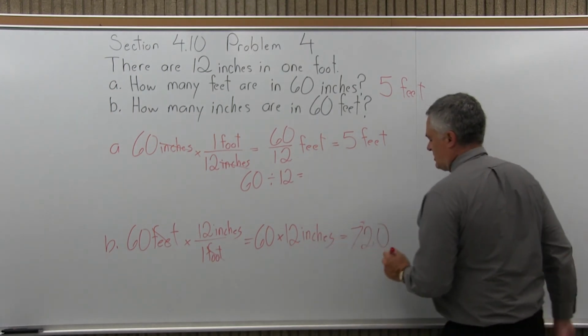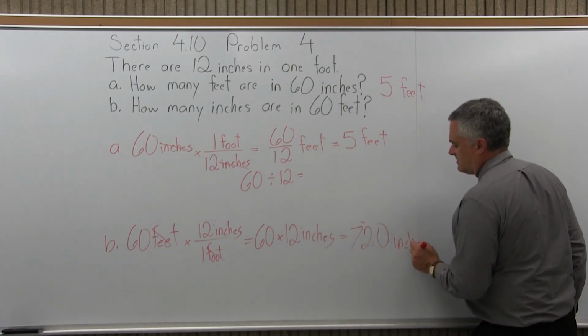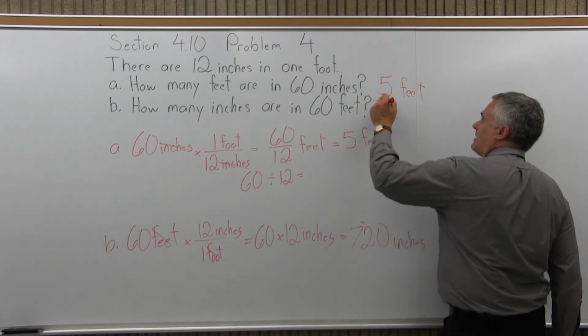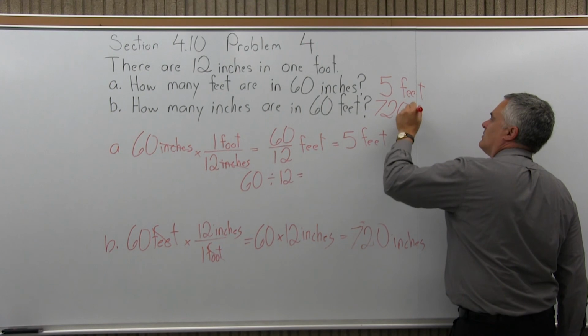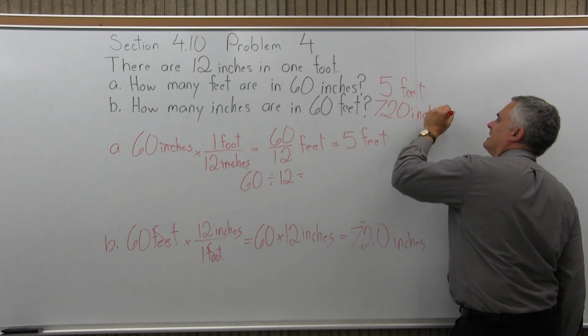Don't forget your units of measure. That's in inches. And if you like, we can write that right next to part B. The answer for B is 60 feet is equal to 720 inches.